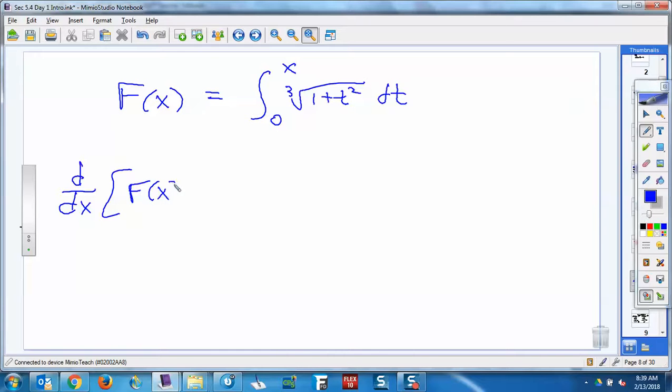But then they throw this x squared in here, and that's what complicates it a little bit. All right, but the derivative of big F is going to be what? Little f. This is little f right in here, right? So the derivative of big F is going to be little f.